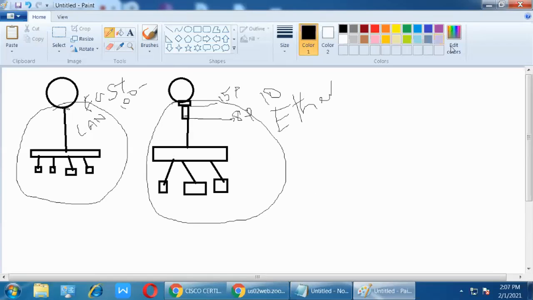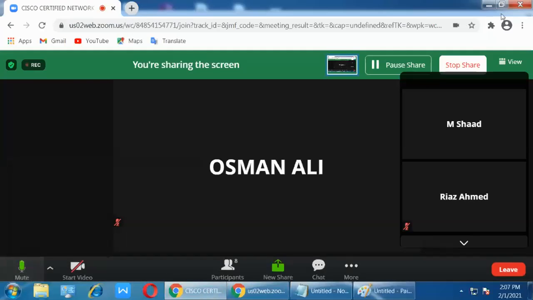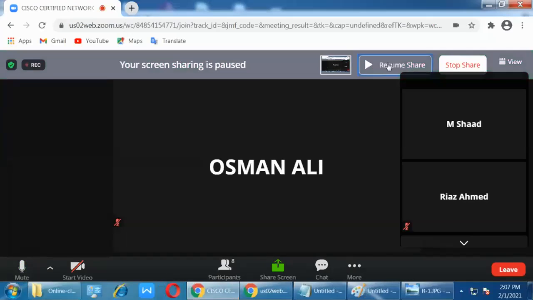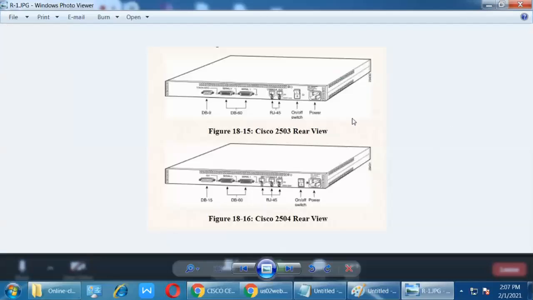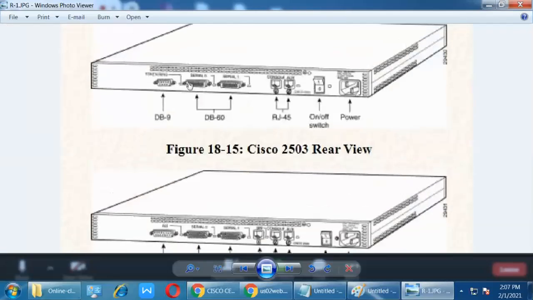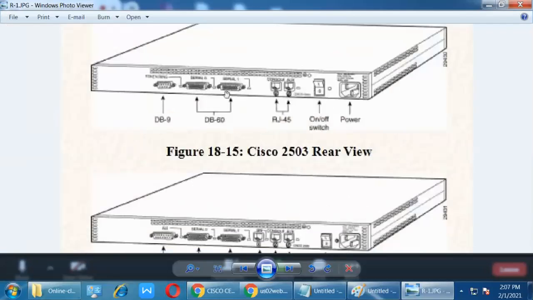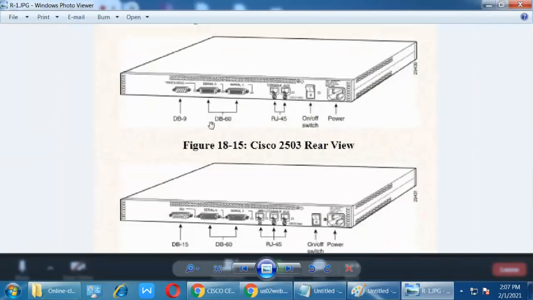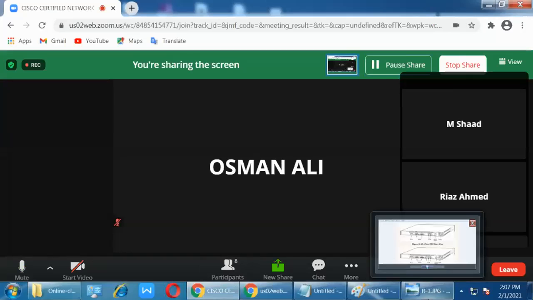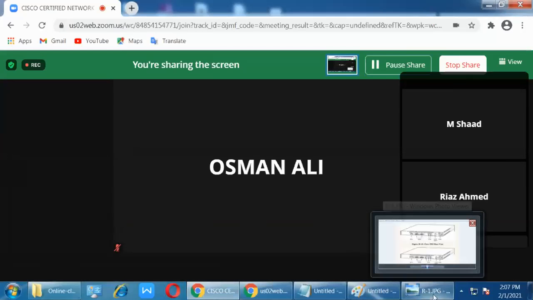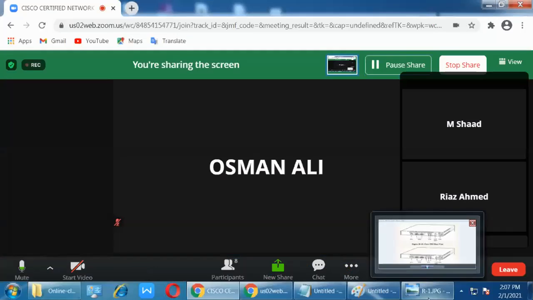Okay, now come to the point about these ports, these two ports. These two ports are called serial ports.